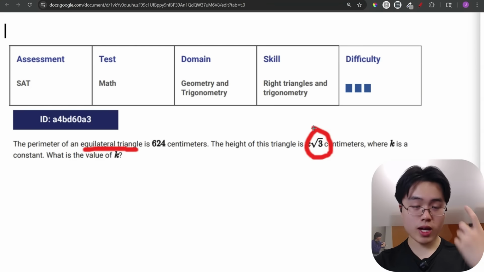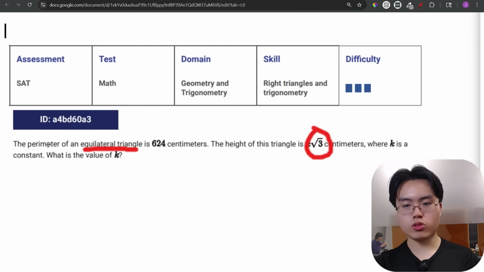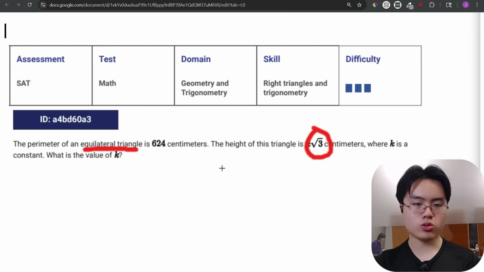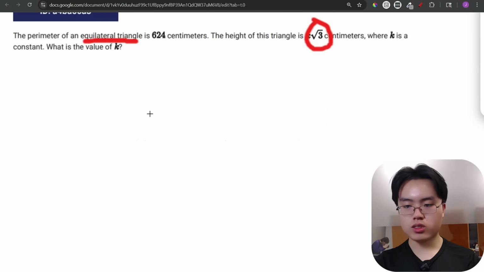So you can see those patterns on the SAT. You see a square root of 3, an equilateral triangle. That should be a 30, 60, 90 triangle. So we should make a 30, 60, 90 triangle pretty much. To solve this question, where k is a constant, what is the value of k? Okay, pretty easy. So let's draw it out.